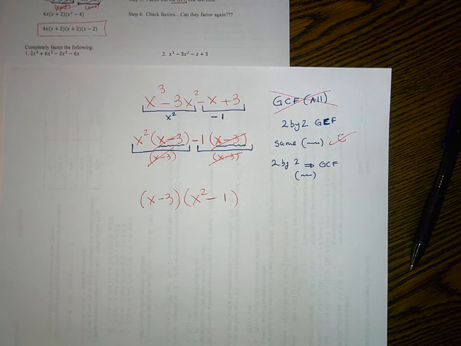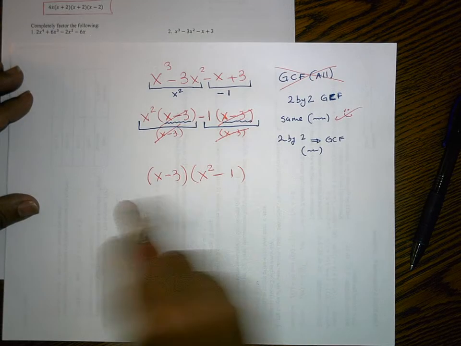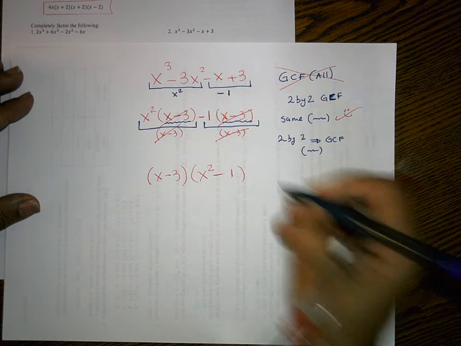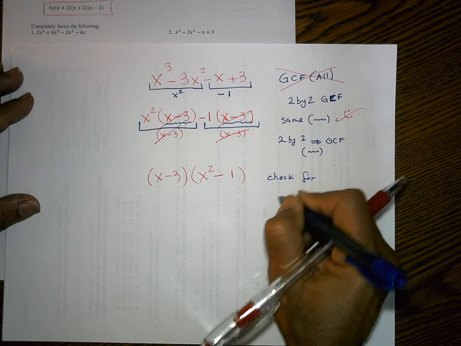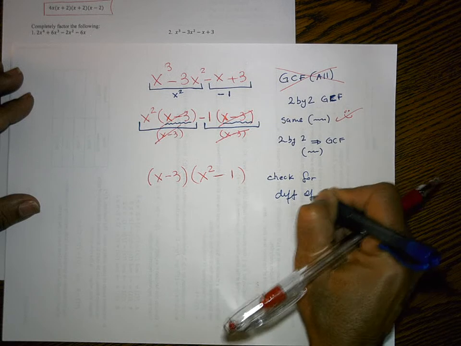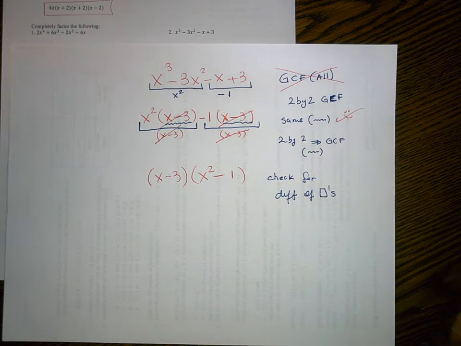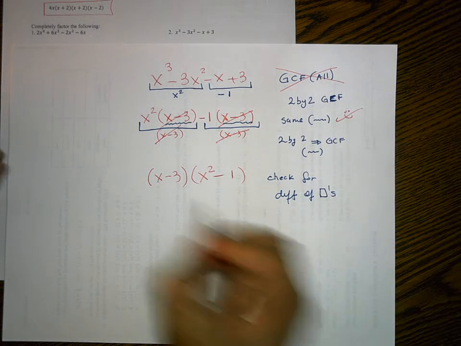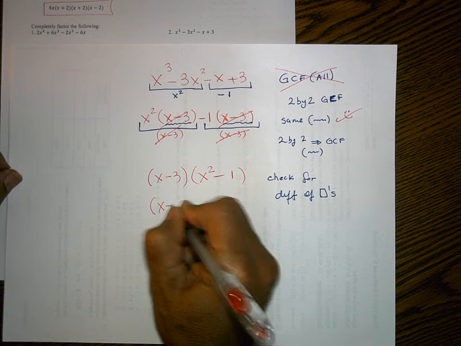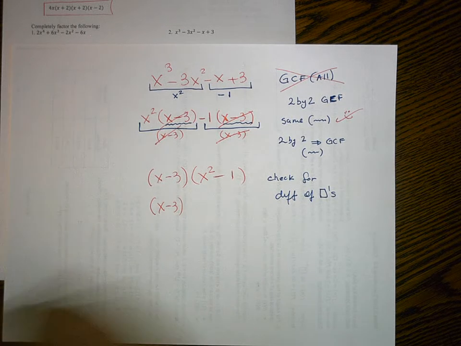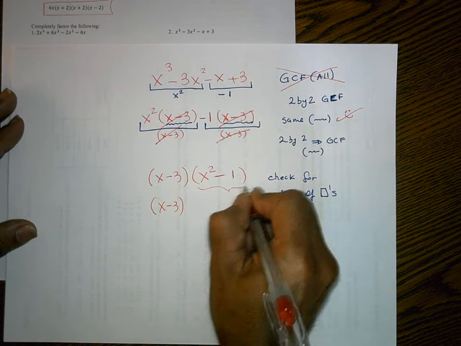So there we go. Every time we have binomials, we stop and check for difference of squares. Do we have a difference of squares? Well, this one is not a difference of squares, but this other one is. So I'm going to repeat my first binomial, and for the second one, we're going to factor it.